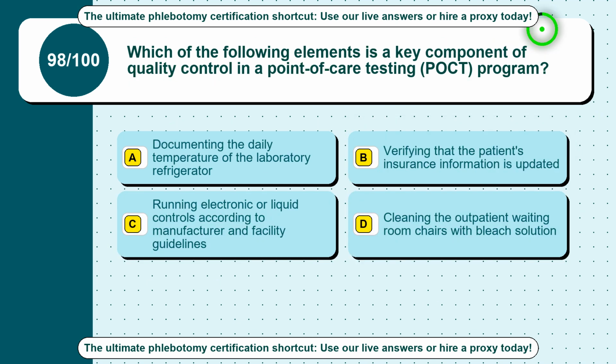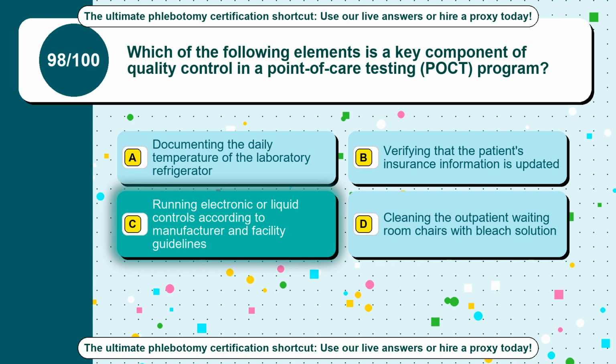Question 98. Which of the following elements is a key component of quality control in a point-of-care testing (POCT) program? Option A, documenting the daily temperature of the laboratory refrigerator. Option B, verifying that the patient's insurance information is updated. Option C, running electronic or liquid controls according to manufacturer and facility guidelines. Option D, cleaning the outpatient waiting room chairs with bleach solution. The correct answer is option C, running electronic or liquid controls according to manufacturer and facility guidelines.